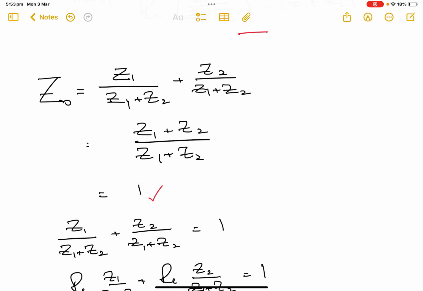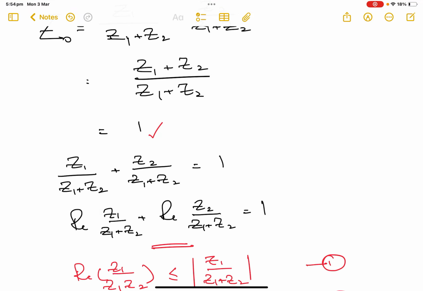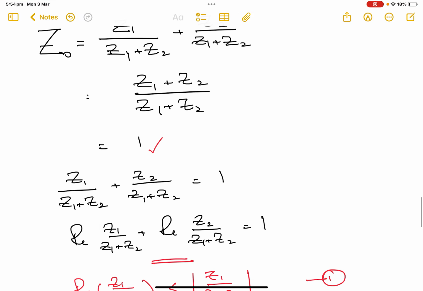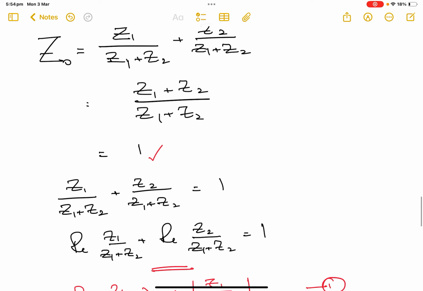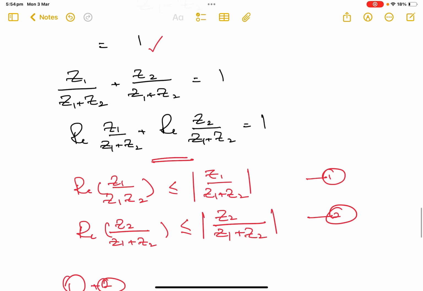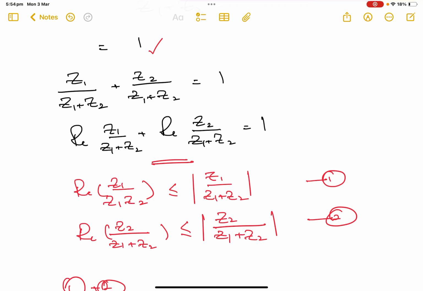So again, you can simply ask, is it complex? Yeah, it is complex, but there is no imaginary part. So you can call it 1 plus 0i. Anyway, Z1 over Z1 plus Z2 plus Z2 over Z1 plus Z2 is equal to 1, which we proved. So there are two complexes here, because Z1 over Z1 plus Z2 is one complex, and Z2 over Z1 plus Z2 is another complex. So the two complex addition gives you another complex.